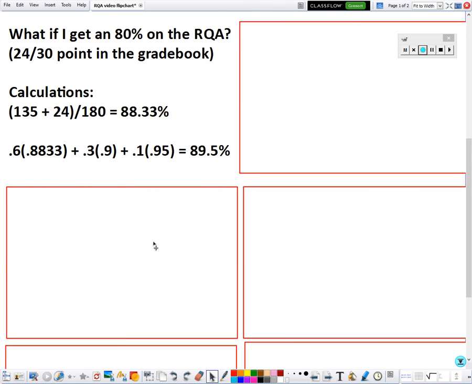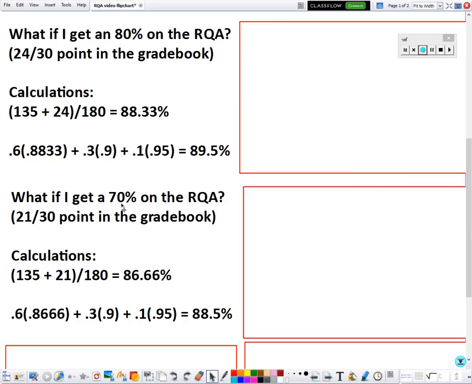Now let's see, what if we get a 70? So 70% on the RQA is a 21 out of 30 for that last summative grade. So we take the 135 that we had plus the 21 out of the 180 now total in summative, and we get an 86.6 for your summative category. So the summative category is 0.6 times the 86% plus your formative category plus your homework, and now the student has an 88.5.